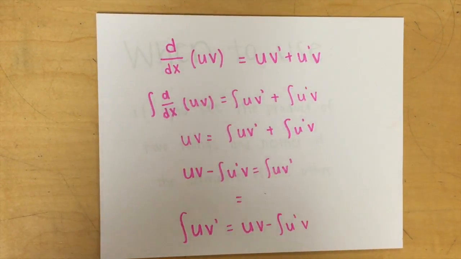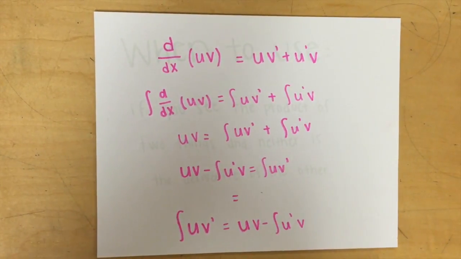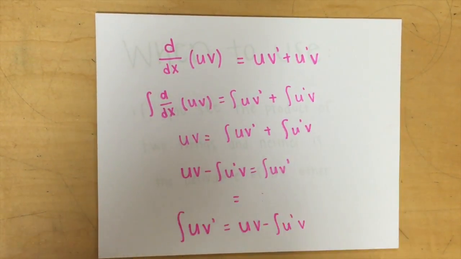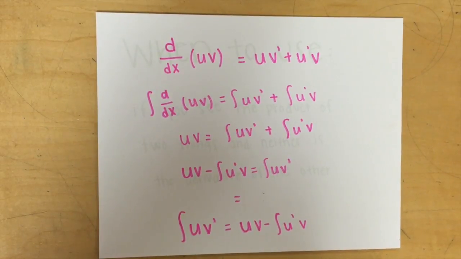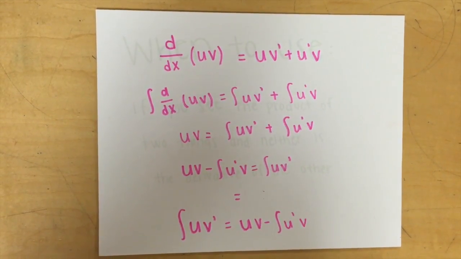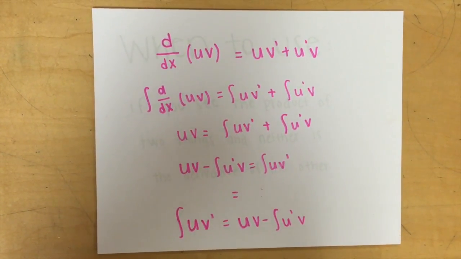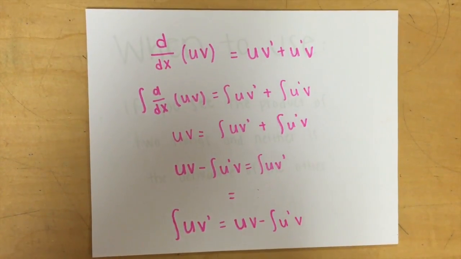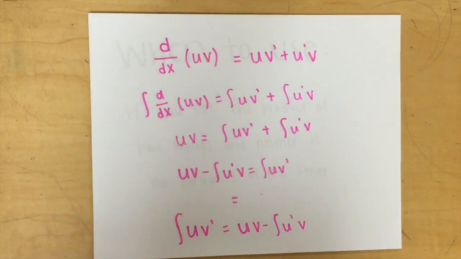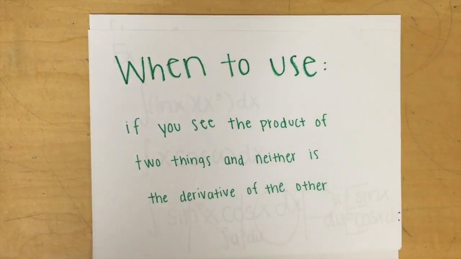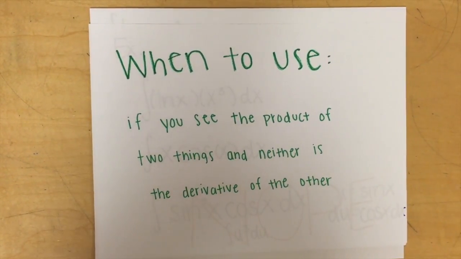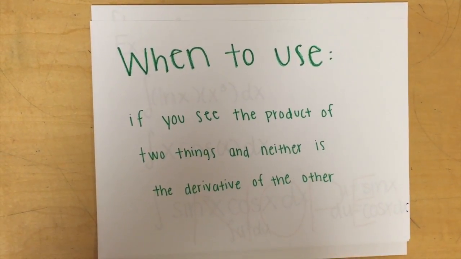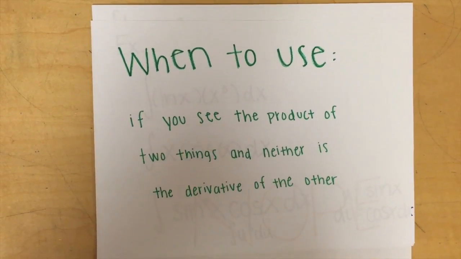The derivative of uv was taken. Each piece was integrated individually to obtain uv equals integral of u dv plus integral of v du. This piece was subtracted over and rearranged. You use this if you see the product of two things and neither is the derivative of the other.